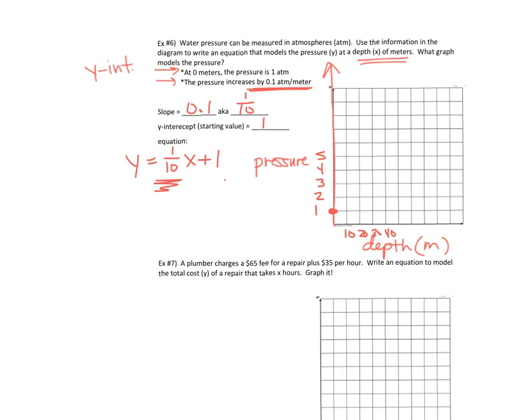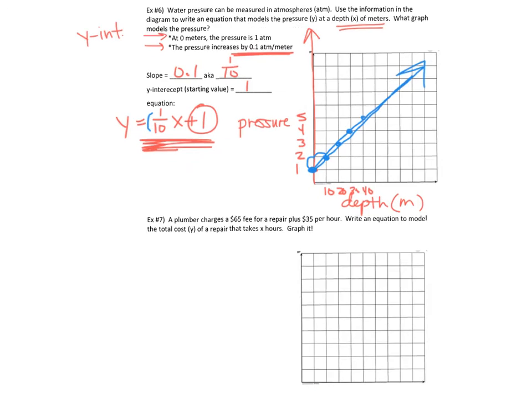So if I want to graph this, I start at my y-intercept at plus 1, that's here, and now I'm going to go up 1 over 10. Up 1 over 10 is going to put me here. Up 1 over 10, up 1 over 10, up 1 over 10, which means I missed. Your graph looks like that. Remember this from last year in math? Any questions on that?